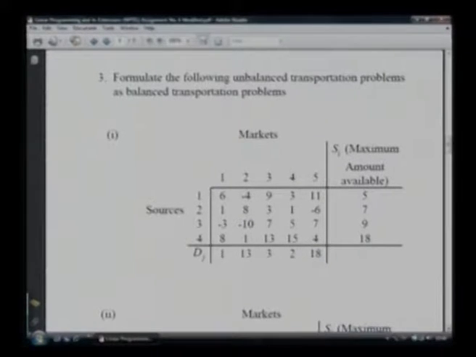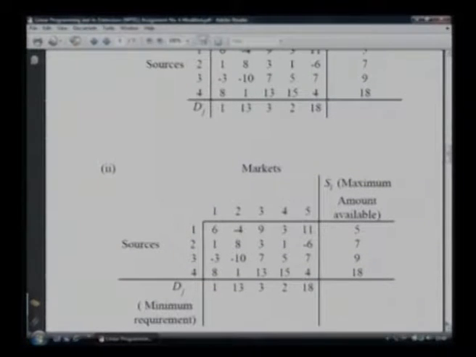In the second problem, you are given the maximum amount available. That means again all the supplies need not be used up, and the demands are not exact. That means minimum requirements are given, so you may ship more than what is required. So, here you have inequalities for supply constraints as well as for demand constraints. Both kinds of inequalities you have to handle here, and I will try to show you how to handle these 2 types of unbalanced transportation problems.